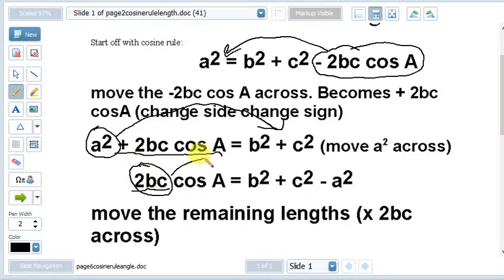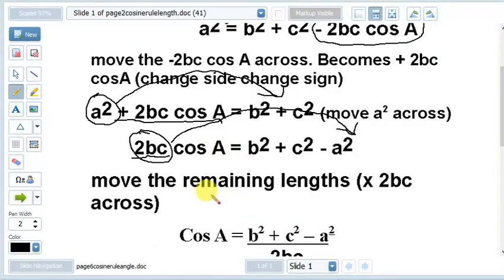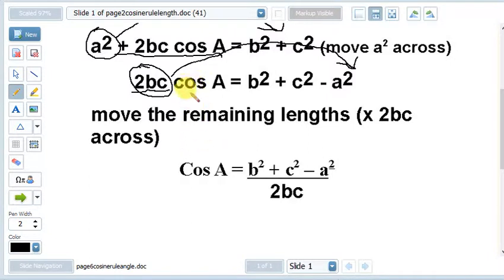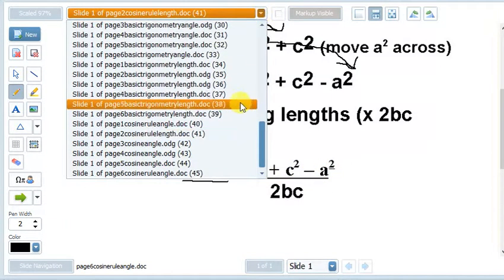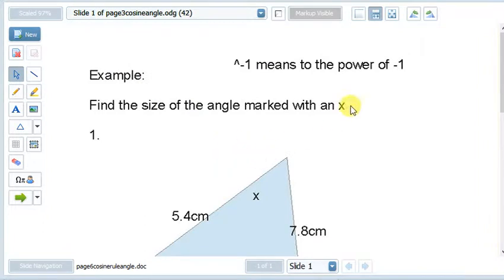Now the big question is, what are the 2bc doing to the cos? If there's no sign between them, it's a times. So a times on one side, when we bring it over it becomes the opposite, and the opposite to times is divide. So then we're left with cos A on the left hand side, that's cos of the angle because it's a capital, equals b squared plus c squared minus a squared all over 2bc. Okay, so let's have a go at an example.